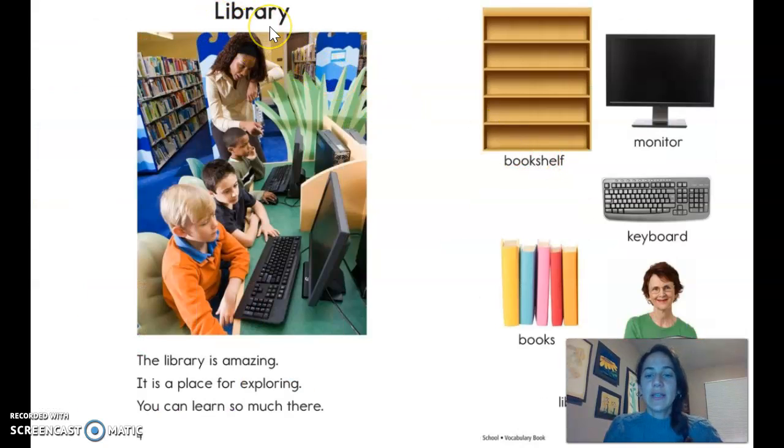Now let's go to the library. The library is amazing. It is a place for exploring. You can learn so much there. Bookshelf, monitor, keyboard. We usually just say computer or your tablets too. Books, your librarian.